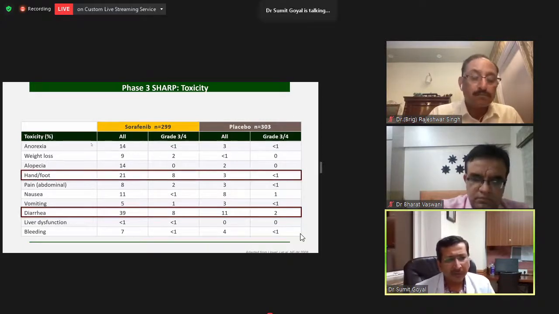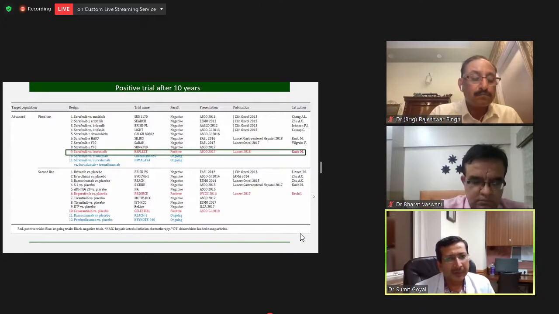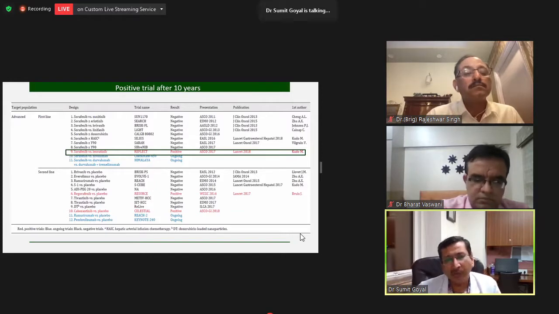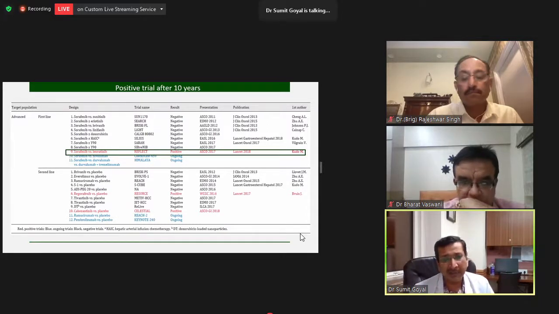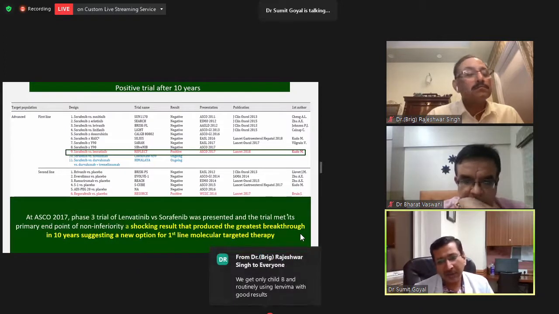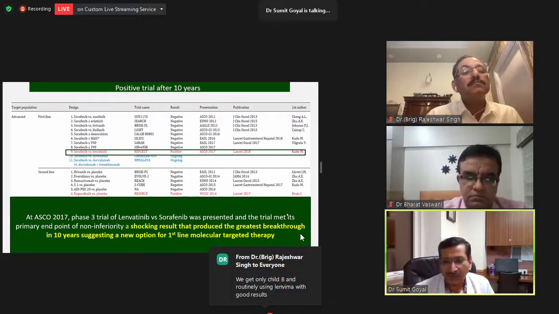So all we know these two problems which are difficult to manage at times. Since this medicine came, there were various trial methods which were applied to see whether any other TKI works in HCC. In the sequence, from 2011 till 2017, it was sorafenib versus lenvatinib, which raised some excitement again. This study was presented at ASCO 2017.